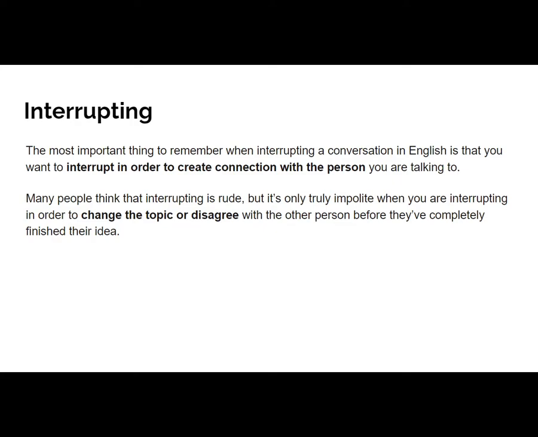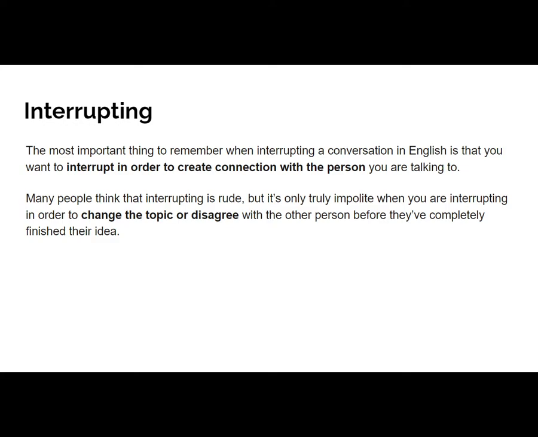So the most important thing we need to remember when we're interrupting another person in English is that you want to interrupt the person in order to create a connection with that person you're talking to. It's not rude if you're creating that connection, but if you're interrupting in order to change the topic, to disagree, and to end the conversation, then that's rude. Also, you shouldn't disagree before they finish explaining their idea. That is rude, but that is common, but it is rude.